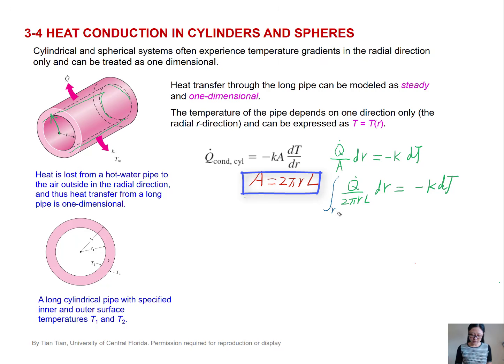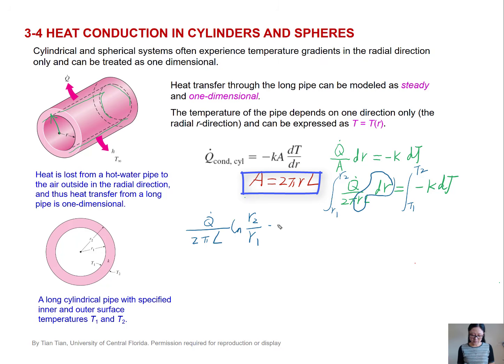r goes from r1 to r2. Temperature goes from T1 to T2. So at inner surface r1, temperature is T1. At outer surface r2, temperature is T2. Now let's integrate. On the left-hand side of the equation, let's take out the constants first: Q dot over 2 pi L. So within this integral, we have dr over r. The integral of dr over r is the natural log of r2 over r1.